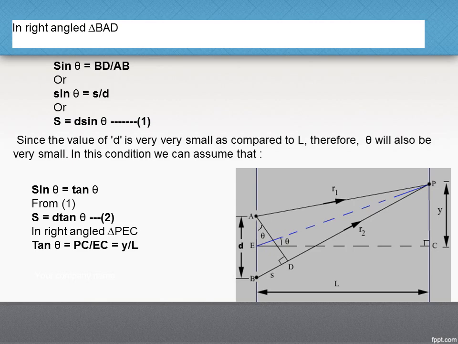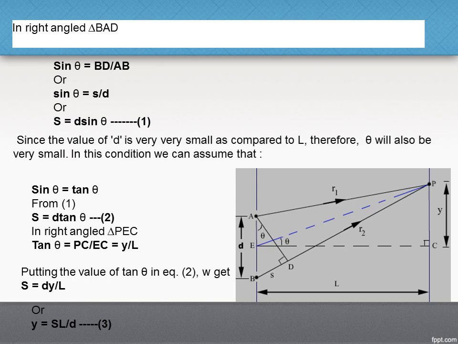In right angle triangle PEC, tan theta is equal to perpendicular upon base. In this triangle, the perpendicular is PC and the base is EC, and PC is equal to y and EC is equal to L in the diagram. So tan theta becomes equal to y upon L. Putting the value of tan theta in equation 2, we get S equals d y upon L, or y is equal to S L upon d, which is our equation number 3.